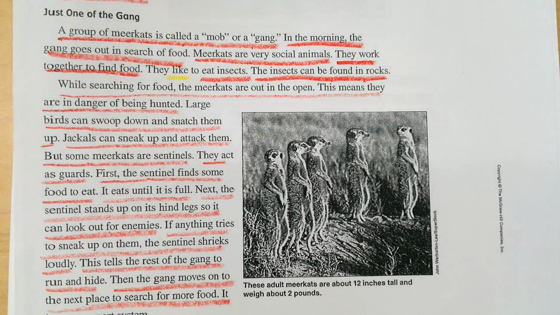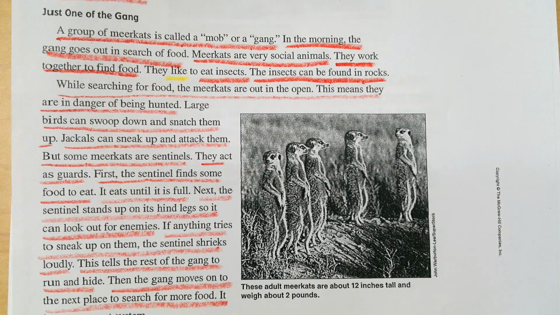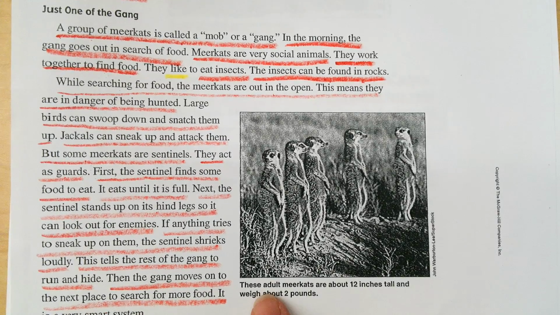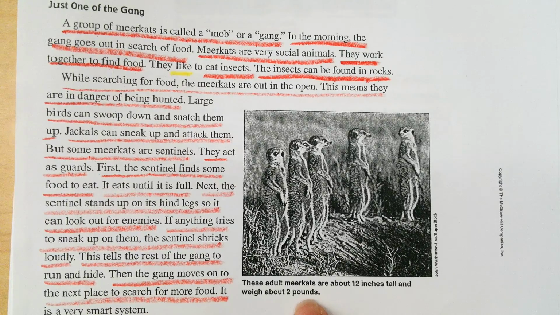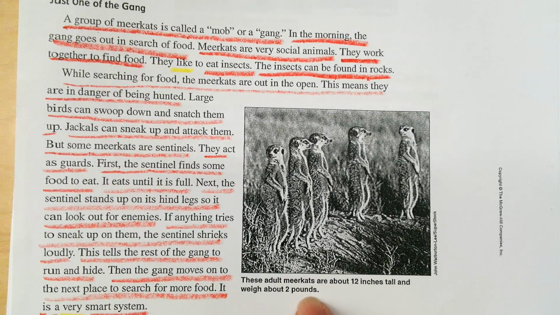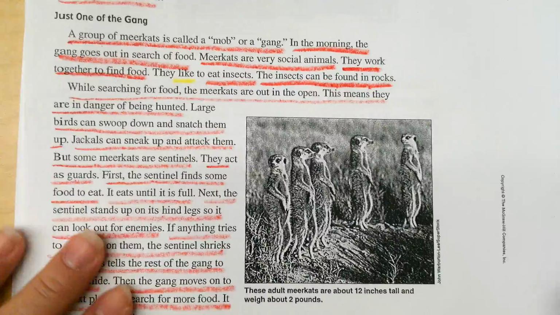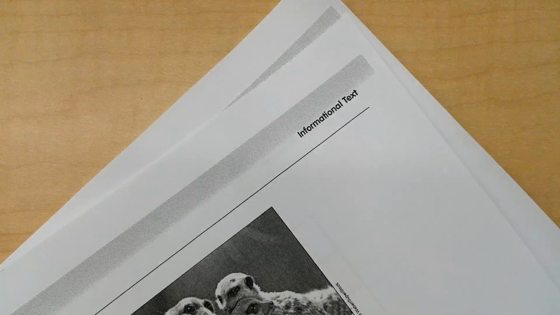So let's look at the photograph down here on page 6 as well. These adult meerkats are about 12 inches tall and weigh about 2 pounds. This photograph shows 5 meerkats standing on their hind legs. This helps me understand what they look like. In the caption down below, that tells me that adult meerkats are about a foot tall and weigh 2 pounds. That information right there is not in the article. And you can use information in a caption if you're looking for evidence to answer a question.